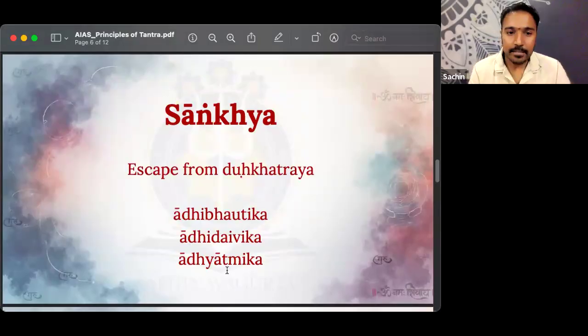So Adi Bhautika is a very physical kind of sorrow, which is caused by a physical thing or something which is not you. You went outside and a dog bit you. That is an Adi Bhautika kind of sorrow. Your body is affected by a virus. You got sick with a virus. So that is all Adi Bhautika. It's a physical kind of dukkha which is happening upon you.